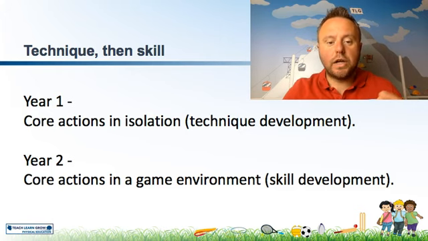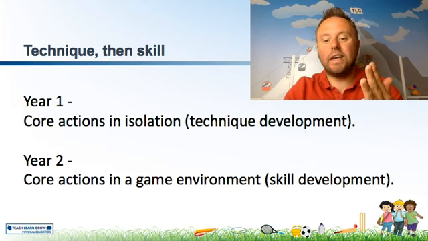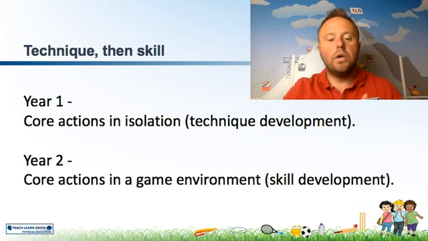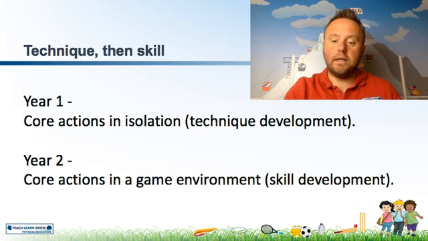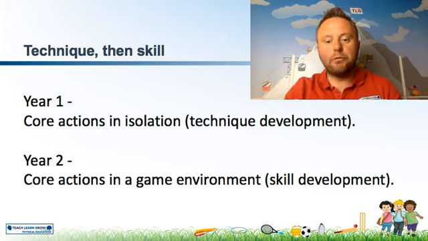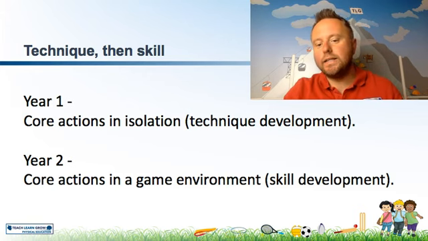So really, in a nutshell, what you're looking at is technique, then skill. So in year 1, you're looking at core actions in isolation. So core actions are throwing, catching, striking, receiving, kicking, jumping, stopping, passing, shooting, hitting. And then in year 2, we're looking at developing core actions in a game environment, skill development. So technique in year 1, skill in year 2, taking us to a point where we then end up with, at the end of Key Stage 1, a skillful element of knowledge, but fundamentally a really sound technique.